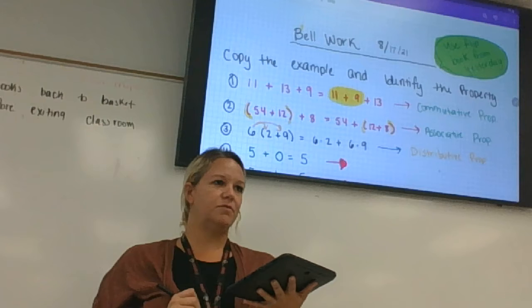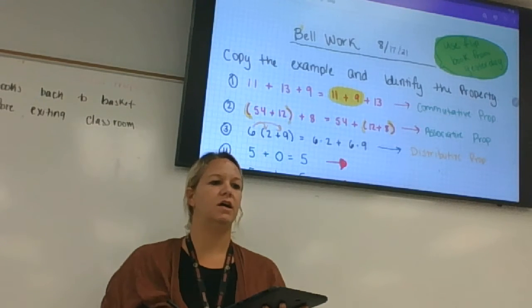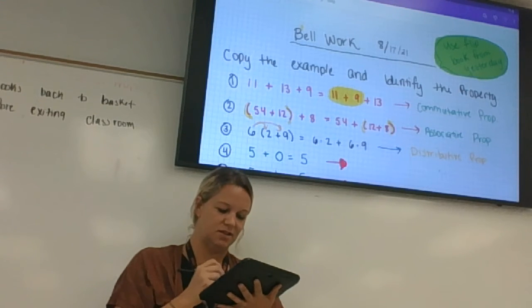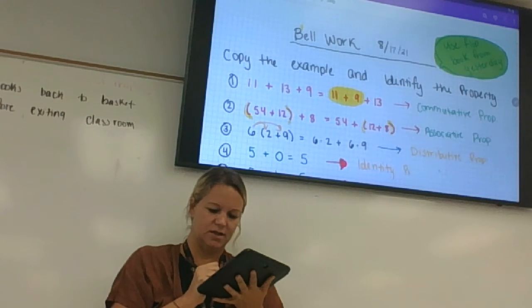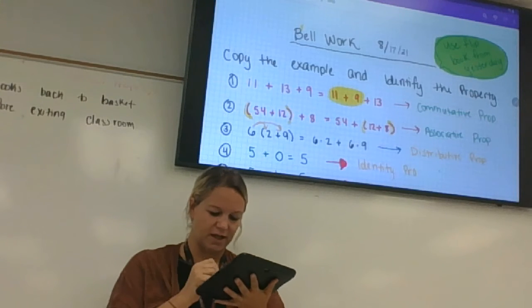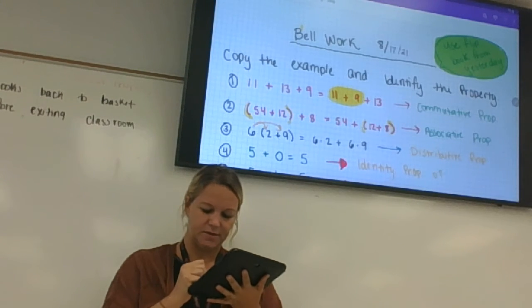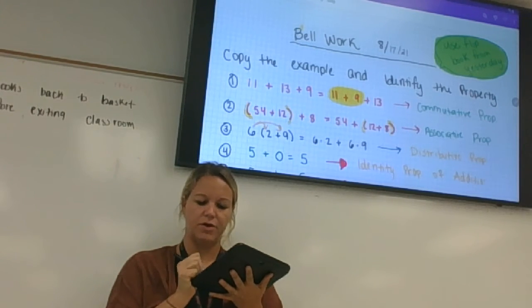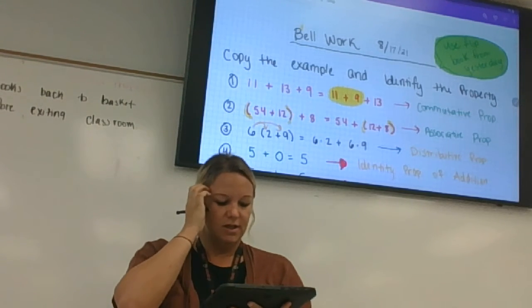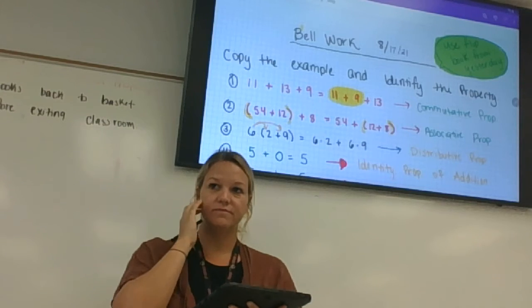All right, 5 plus 0 is 5. Somebody else. Yes. Identity property of addition. 5 isn't changing. 5's not going to let 0 affect it. It's going to maintain its identity all the way through. Stay true to itself. All right, questions on 1 through 4?